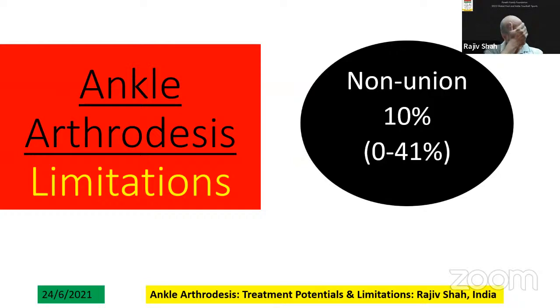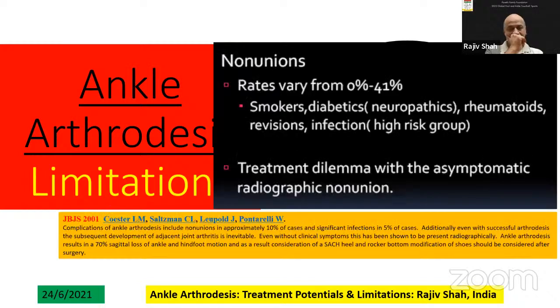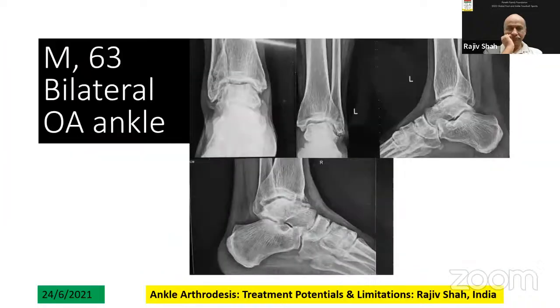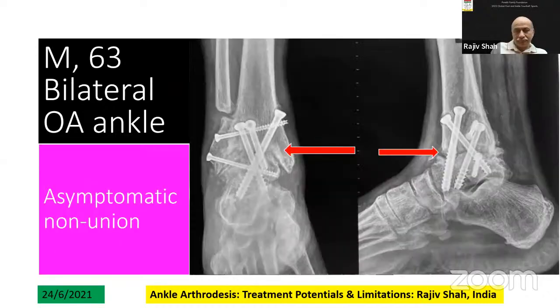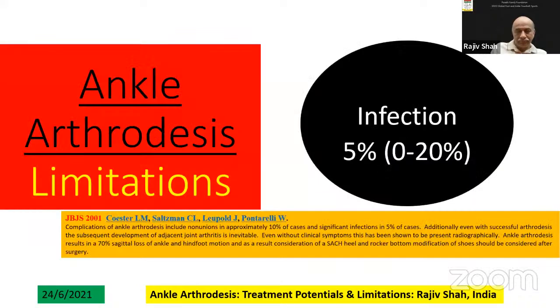Non-union rate in various studies is to the tune of 0 to 41% with an average of 10%. And the rate is high in cases with diabetes, smokers, rheumatoids, revisions, and infection. And then there is a dilemma of treatment if you have an asymptomatic radiographic non-union. Look at this case of mine, a male of 63 years who had bilateral osteoarthritis of the ankle. Total ankle replacement is not available in India, and he was treated 2 years ago by me with ankle fusion, and he presently has an asymptomatic non-union and is doing all of his activities.